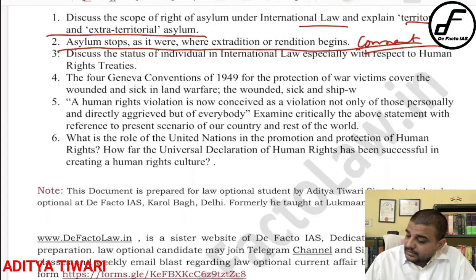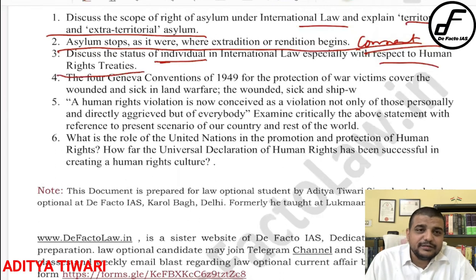Similarly, discuss the status of the individual in international law, especially with respect to human rights treaties. I've told you the whole concept of human rights treaties is basically to protect individuals, right?